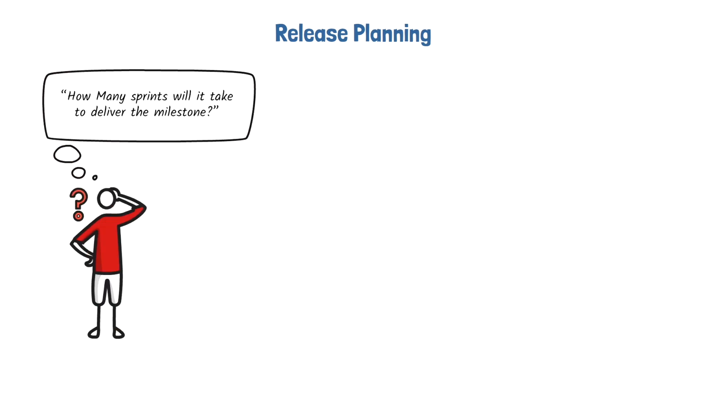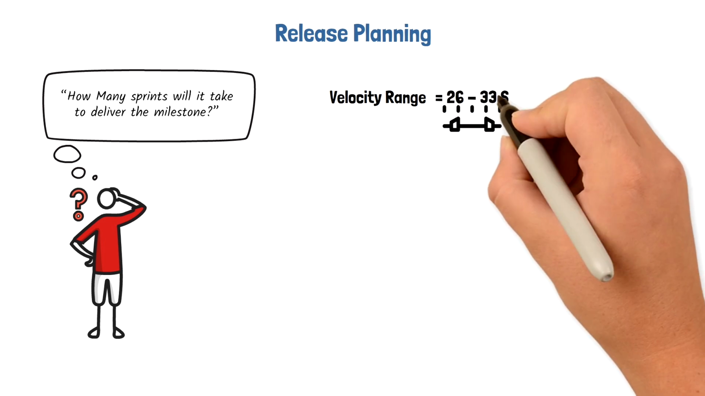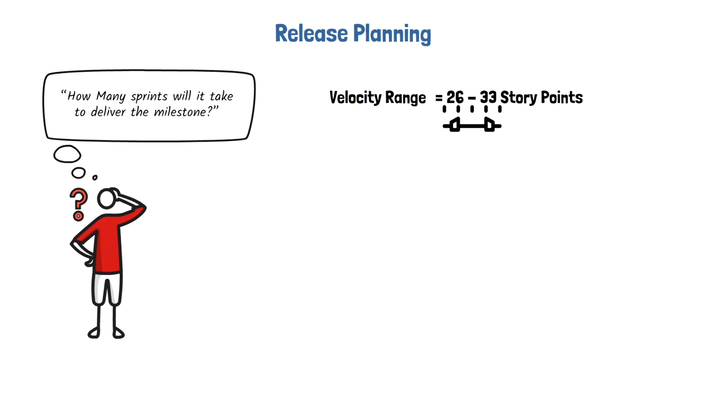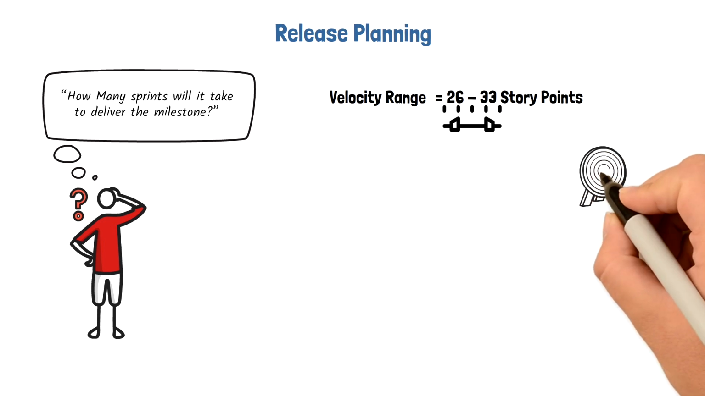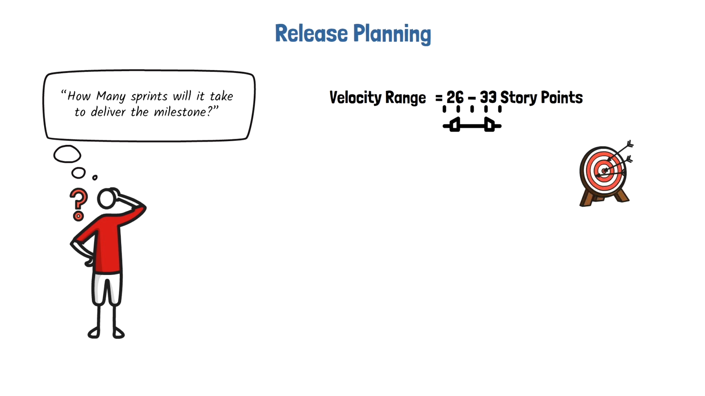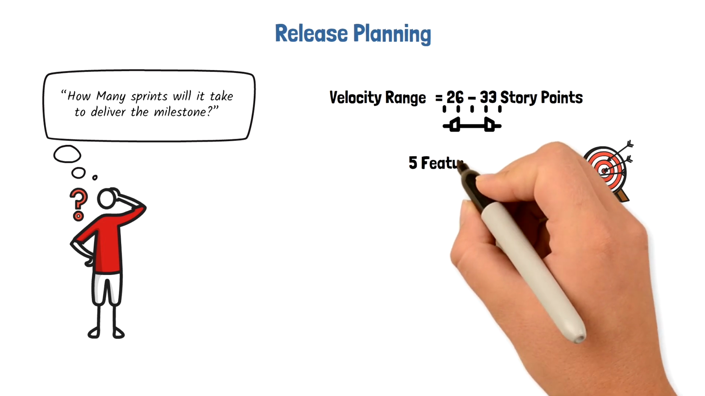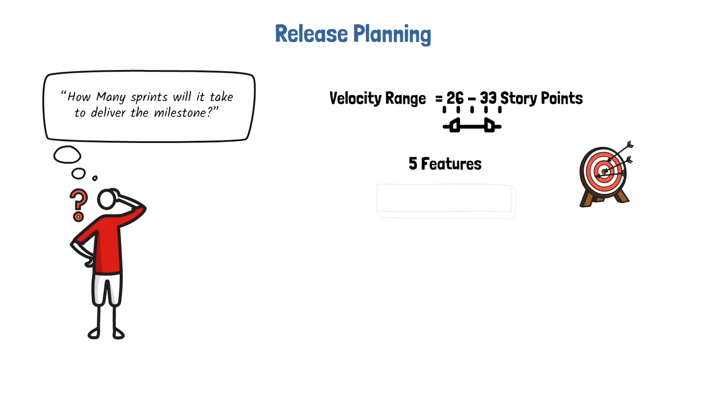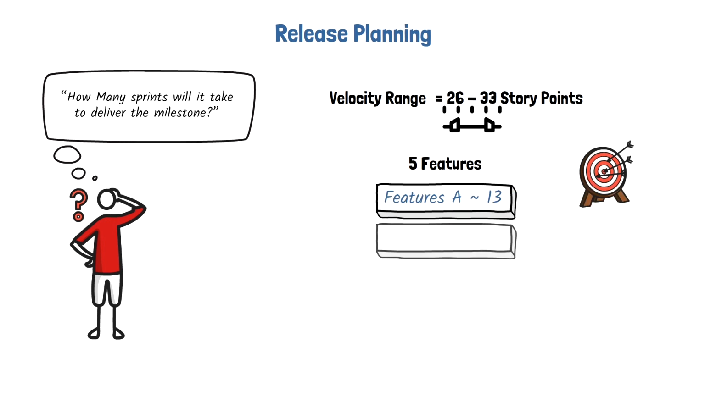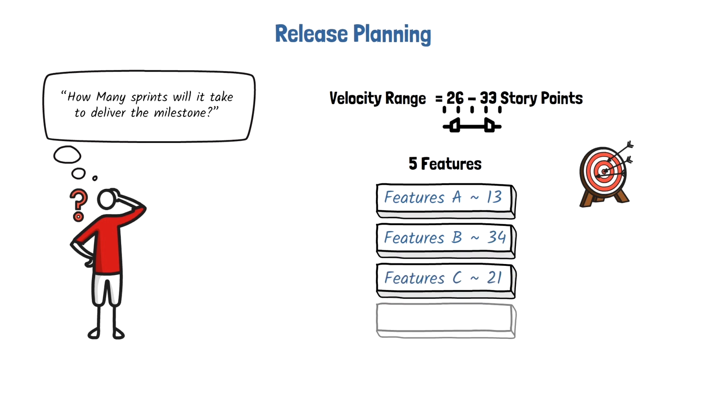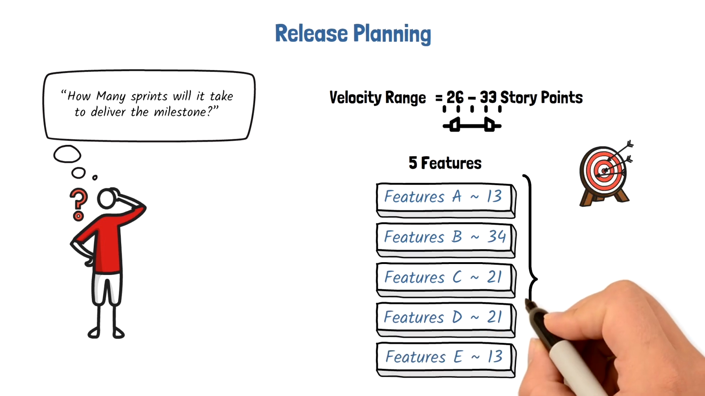For predicting releases, velocity is most useful when expressed in a range. With the help of our data from the 5 sprints, we now know our range is 26 to 33 story points. Using a range allows us to be accurate without being overly precise. Now that we know our velocity range, let's look at an example of predicting the release. Let's say our product owner communicates to us the next milestone, and the product release needs to include 5 features. After estimation, feature A is 13 story points, feature B is 34 story points, feature C is 21 story points, D is 21 story points, and E is 13. That comes up to a total of 102 story points.